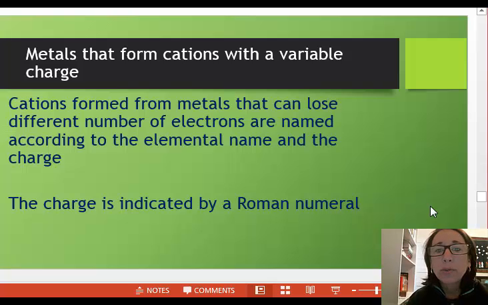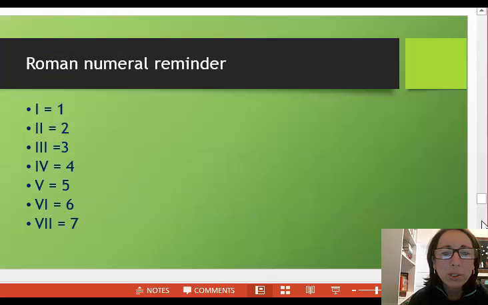Cations that are formed from metals which can lose different numbers of electrons, and thus form cations with different charges, are named according to the elemental name and the charge of the cation. This makes sense. The only awkward part of the system is that the charge is symbolized by a Roman numeral. Let's review the Roman numerals.